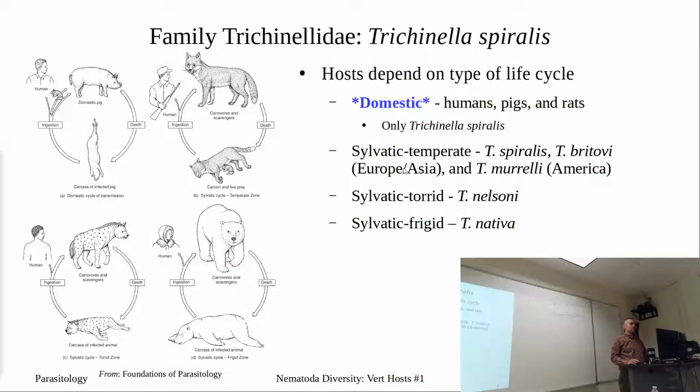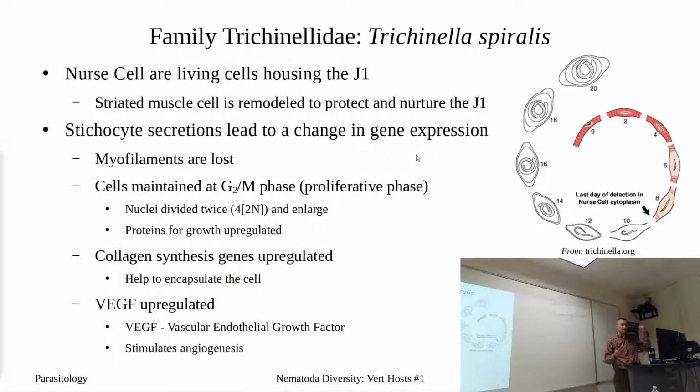So yeah, know these terms: sylvatic temperate, sylvatic torrid, and have ideas of where they would occur. I'm not going to ask you what life cycle patterns Trichinella spiralis could be showing. We use Trichinella spiralis as our life cycle example, and we're going to talk about its pathology, and we know a lot about it because it affects humans.